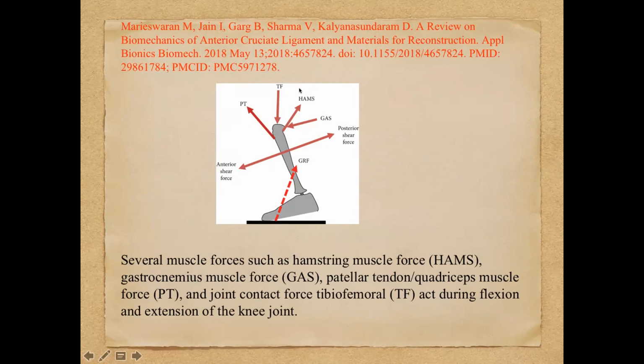In the tibiofemoral joint near full extension, quadriceps muscle contraction is capable of generating an anterior shear force on the tibia, thereby increasing the stress on the ACL.